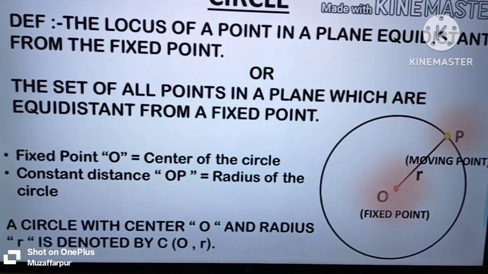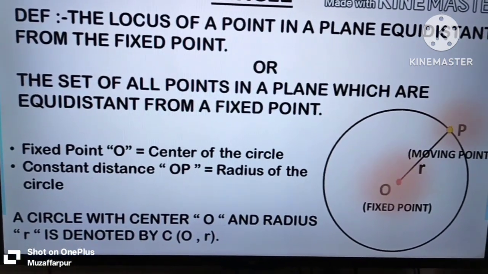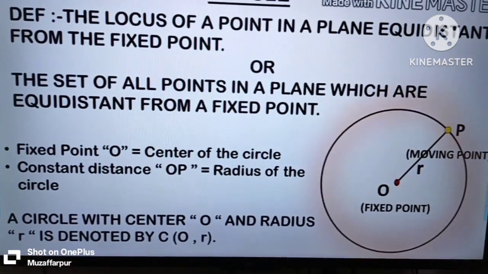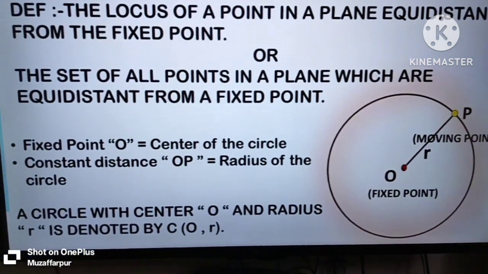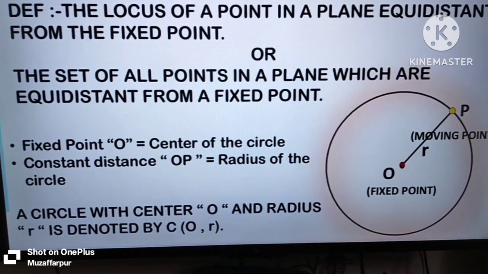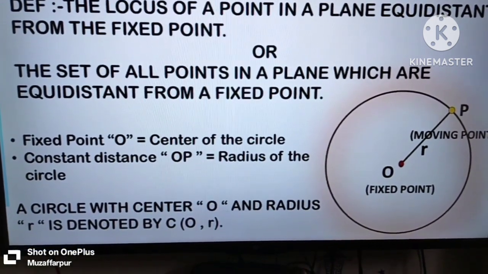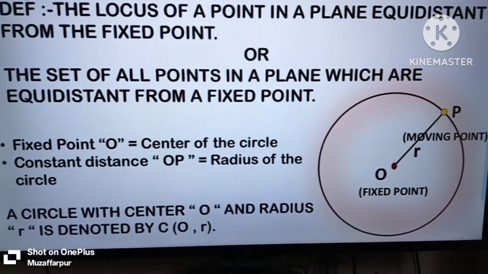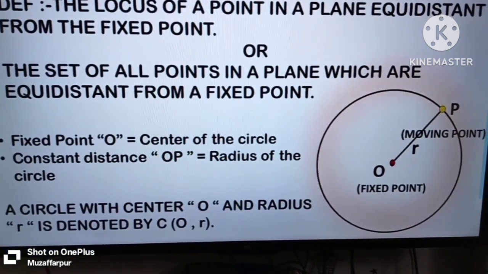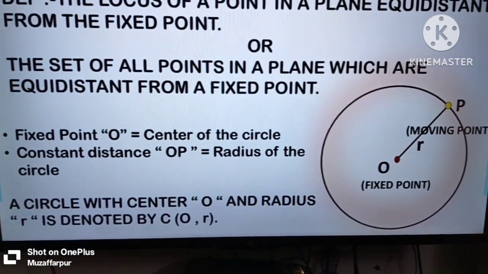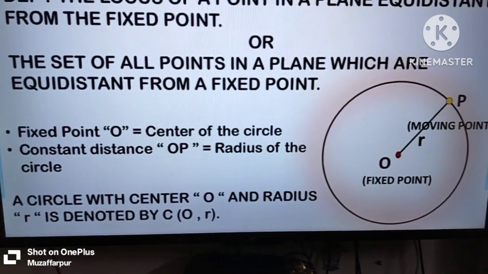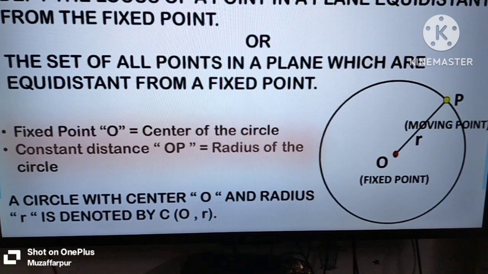Let us suppose there is a plane, and in this plane there is a fixed point O and a moving point P. Now we allow the point P to move on the plane in such a way that the distance of the point P from O is the same. Then what will happen? P cannot move here and there. P will be bound to move on this curved path only. P will be bound to move on this locus of the point only.